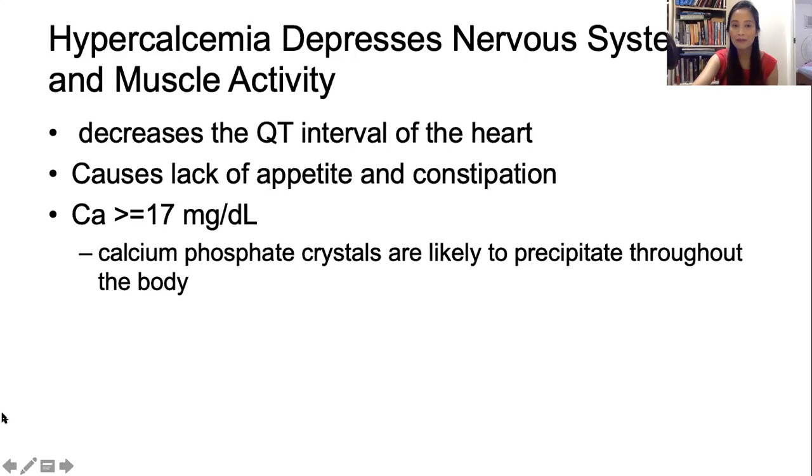This happens when your calcium level reaches more than 17 milligrams per deciliter. The normal is around 10; the upper limit of normal is about 10 milligrams per deciliter. If it's very high, the excess calcium can form complexes with your phosphate and form calcium phosphate crystals. And the calcium phosphate crystals can now precipitate throughout the body.